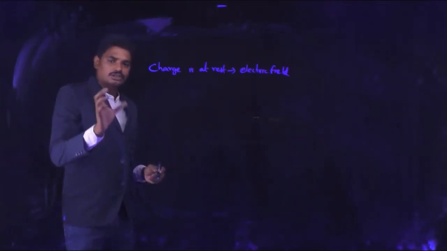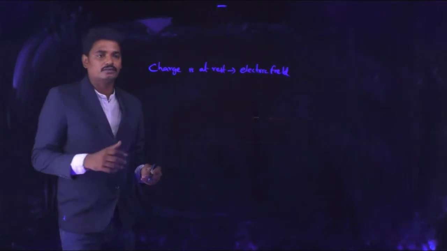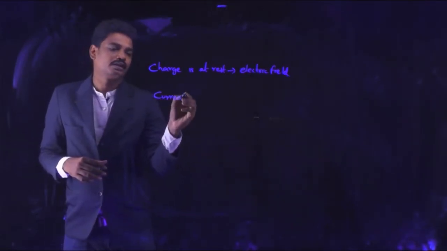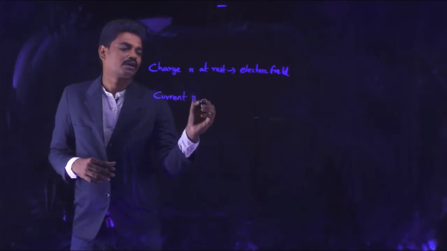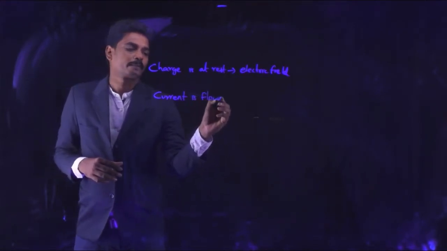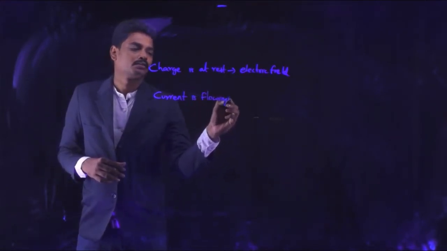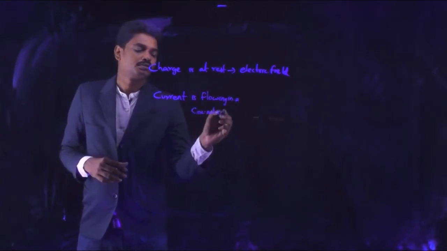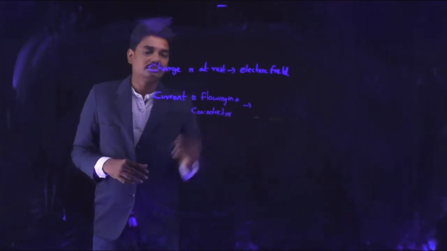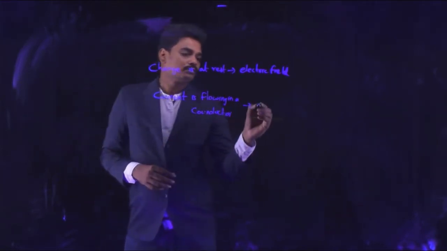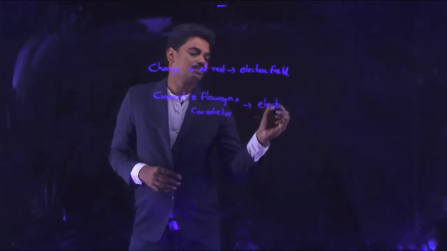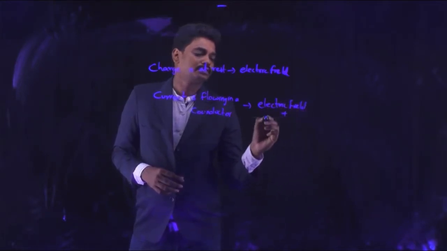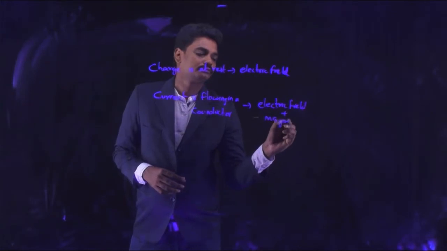Similarly, after Oersted conducted his experiment, we came to know that whenever current is flowing in a conductor, along with the electric field, there is also some magnetic field present. Electric field plus magnetic field is present.